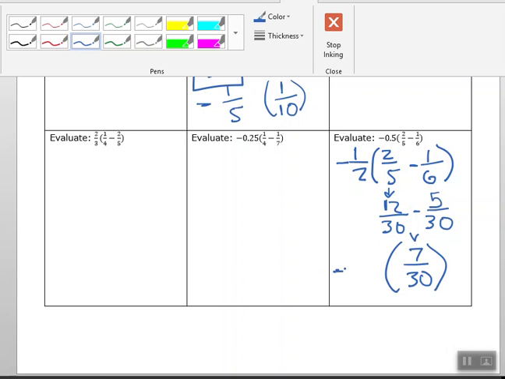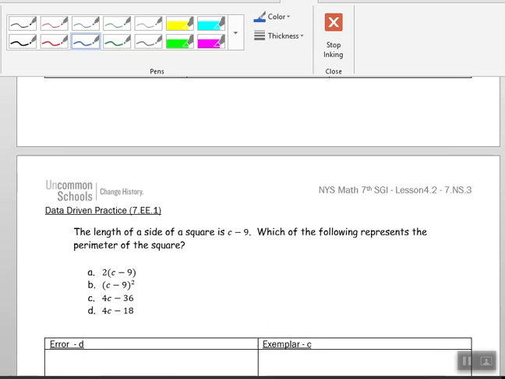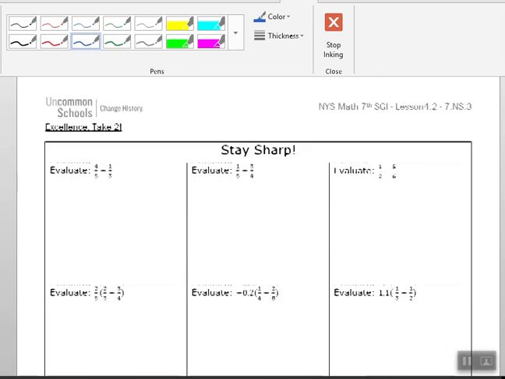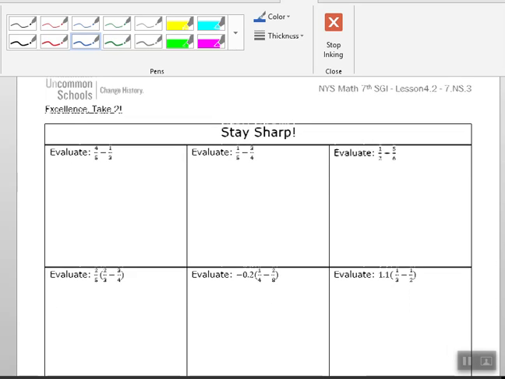Times negative 1/2. And so it's going to be negative 1 times 7 is 7 over 60. So my final answer here is negative 7 over 60. Okay, gentlemen, let's move down to see if there's any other kind of problem that you've not seen.